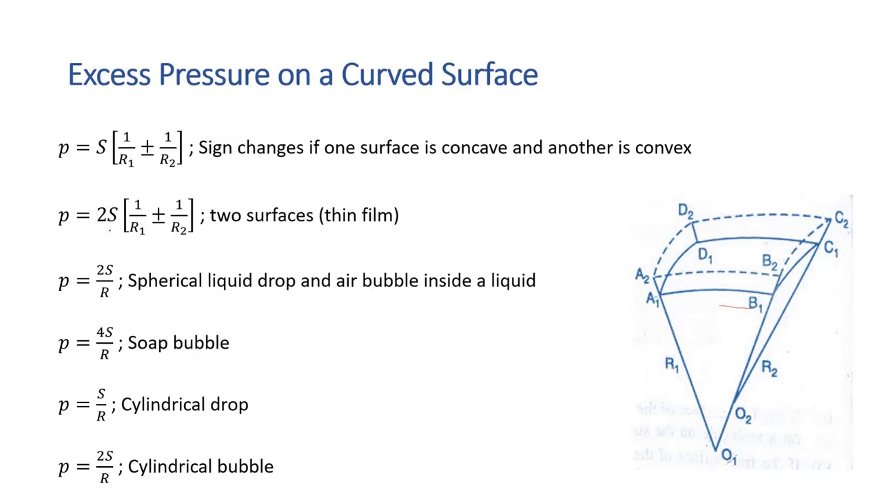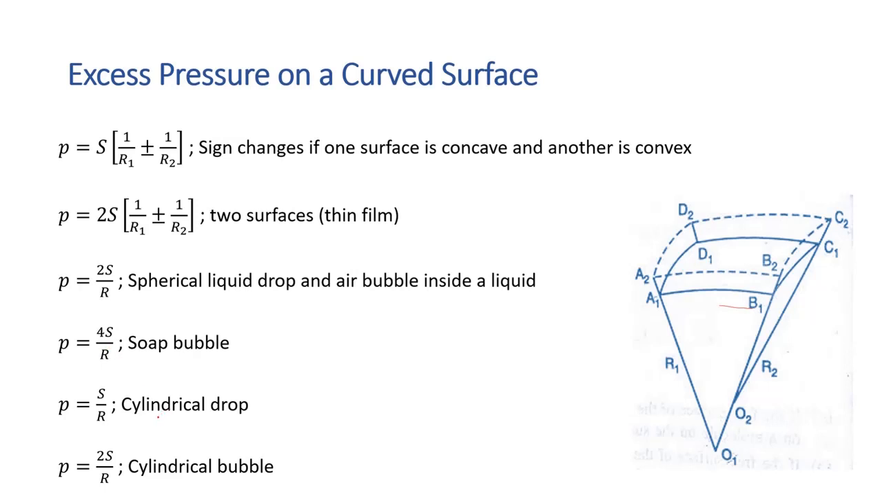In some special cases, such as a spherical liquid drop or an air bubble inside a liquid, we know that it has only one surface, and R1 and R2 are equal to each other, and let it be R. Therefore, the equation will become S into 1 by R plus 1 by R, that is 2S by R. And in case of a soap bubble, the soap bubble has two surfaces, therefore 2 times that of the pressure of a liquid drop, that is 4S by R.